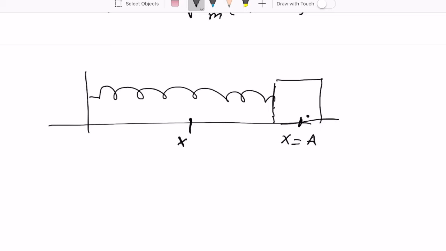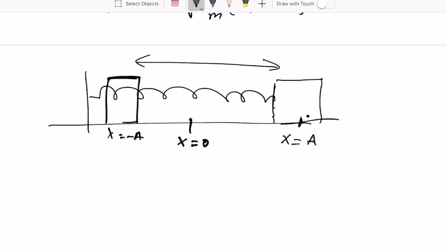Let's say that x equals 0 is over here, which is the unstretched point of the spring. When the mass gets back over here, the spring will not be stretched, but at that point, the mass has already acquired some velocity. So it will overshoot and go all the way over here to x equals minus a. By that time, the spring will be completely compressed, and it will be pushing back. So this mass is going to keep oscillating back and forth between x equals plus a and x equals minus a.